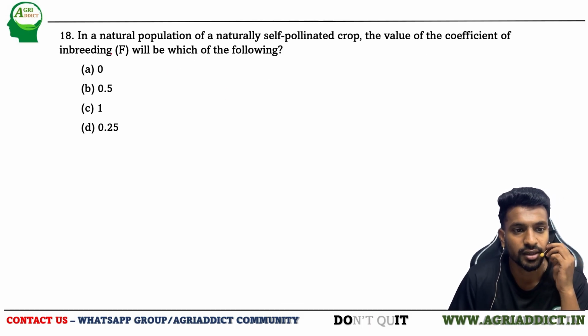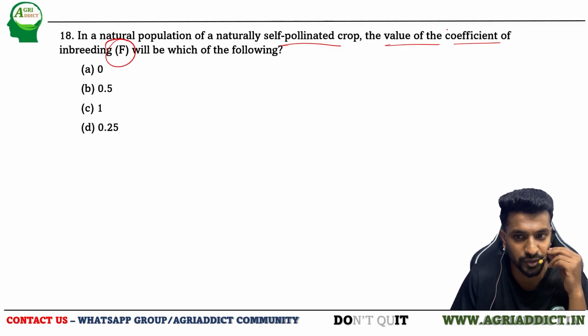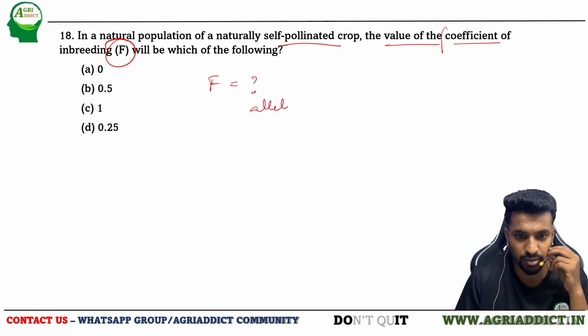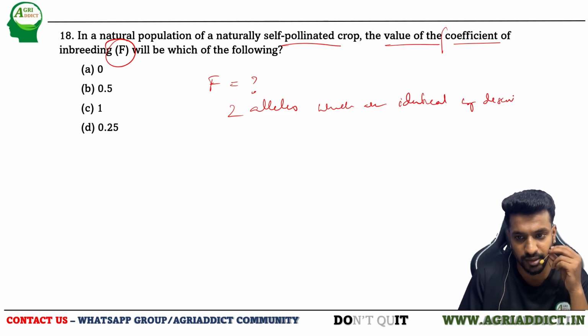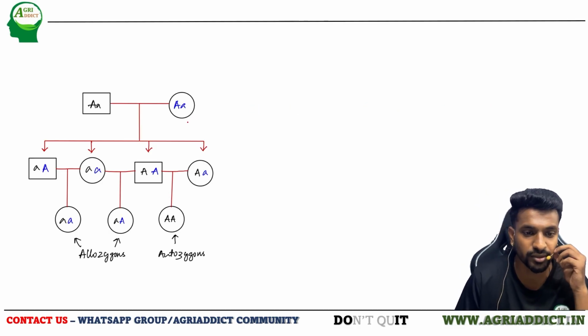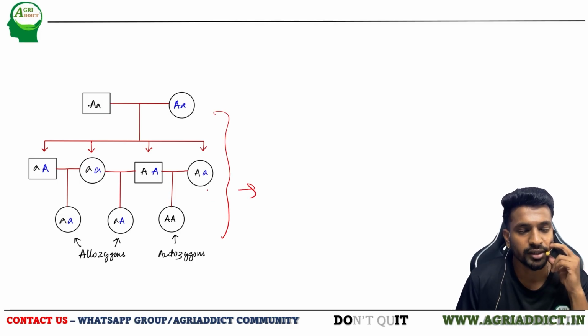So the next question: in a natural population of naturally self-pollinated crops, the value of the coefficient of inbreeding, which is represented as F, will be which of the following? To answer this question, we have to know the concept of the coefficient of inbreeding, which is represented as F. What is F? F is the probability of two alleles which are identical by descent. That means the probability that the two alleles have been transferred from the same individual. If we see this pedigree clearly, we'll be able to answer it.